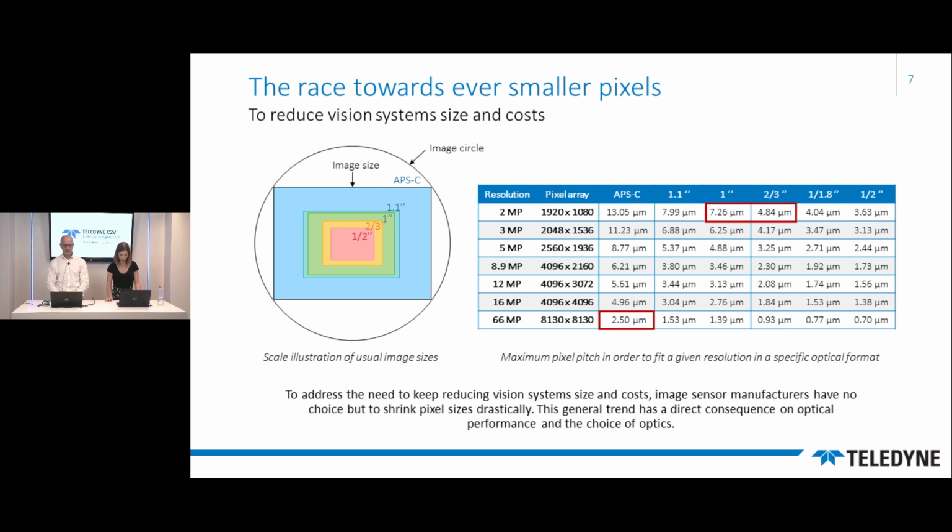So in fact, to address the need to keep reducing vision systems size and costs, both on the side of the image sensor, but also on the side of the optics, image sensor manufacturers have no choice but to shrink the pixel size and quite drastically, as you see. So this is a general trend, as we have seen, and in fact, it has direct consequences and implications on the optical performance you can expect from the image sensor, and also on the choice of optics you can make for your image sensor. So this is what my colleague Pierre will now explain to you.